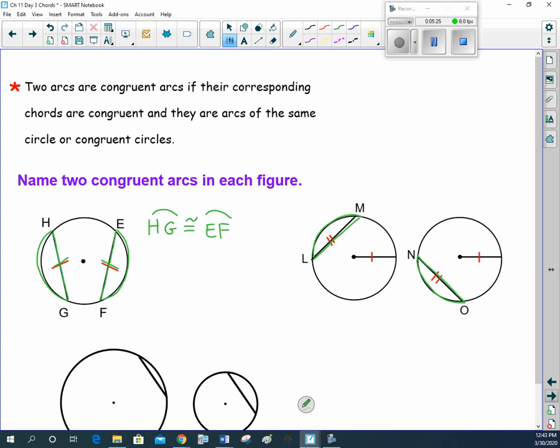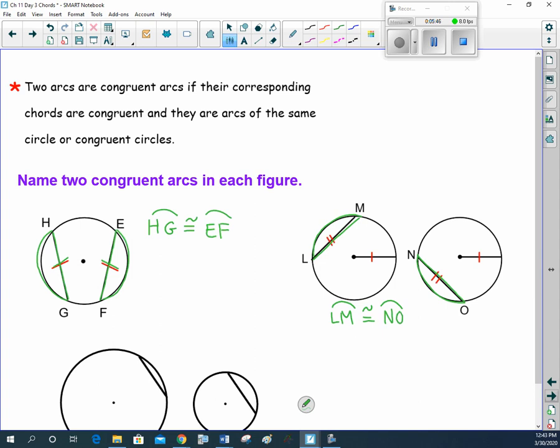And I know that these two circles are congruent because the radius in each of those circles is marked congruent. It's got one red slash. That means they're the same length. So those two are congruent circles. So I can say that arc LM is congruent to arc NO. That's true because the circles are congruent.